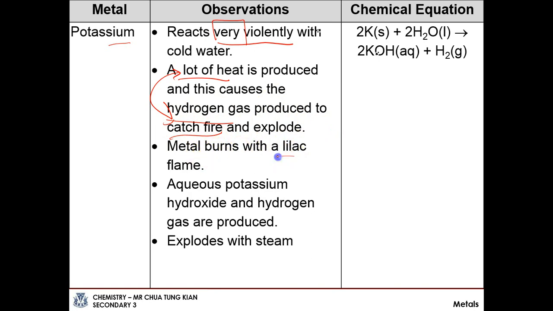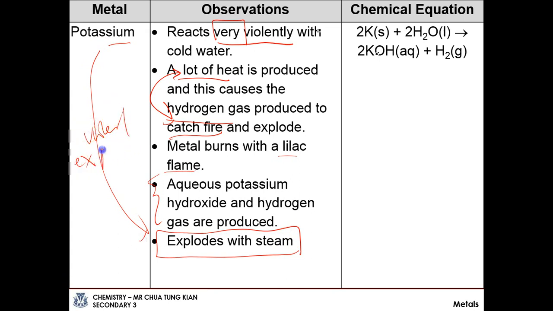The metal burns with a lilac color flame. Lilac, something like purple color. And these are the products formed. If the metal reacts very violently with cold water, then if you put in hot water or use steam, there will be a very violent explosion. This is a deduction that we can draw based on the reactivity of the metal with cold water.